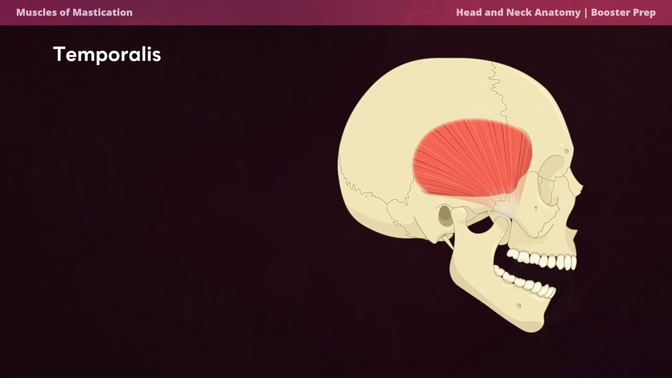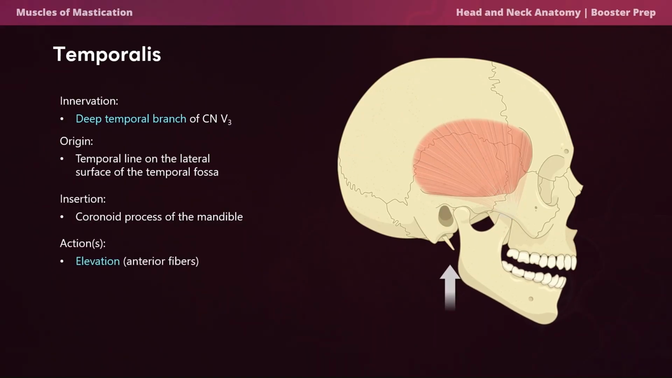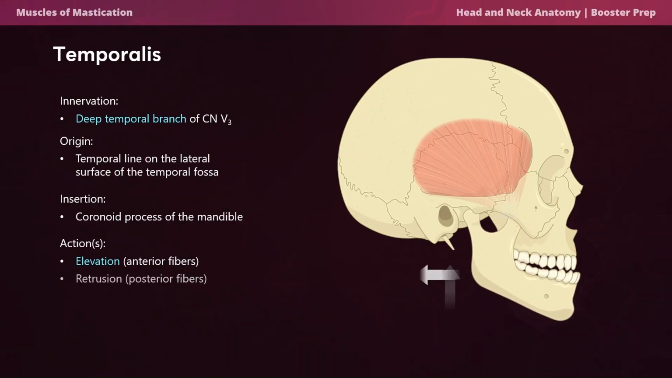So the temporalis is innervated by the deep temporal branch of cranial nerve V3. Its origin is the temporal line on the lateral surface of the temporal fossa, and its insertion is the coronoid process of the mandible. So the insertion gets pulled towards the origin. And the actions of this muscle are elevation caused by the anterior fibers and retrusion caused by the posterior fibers.